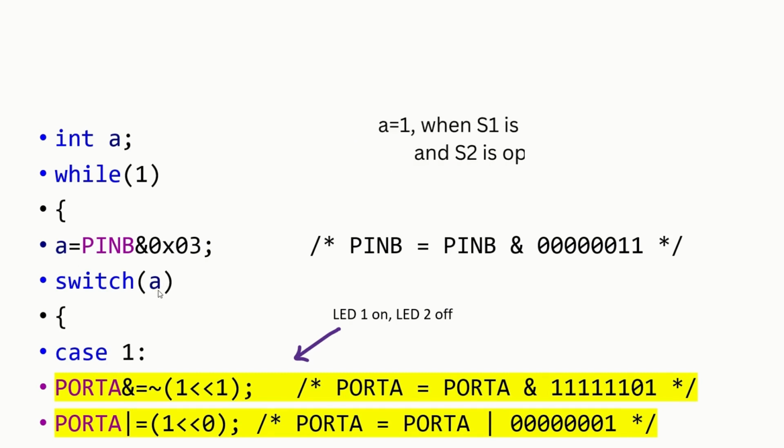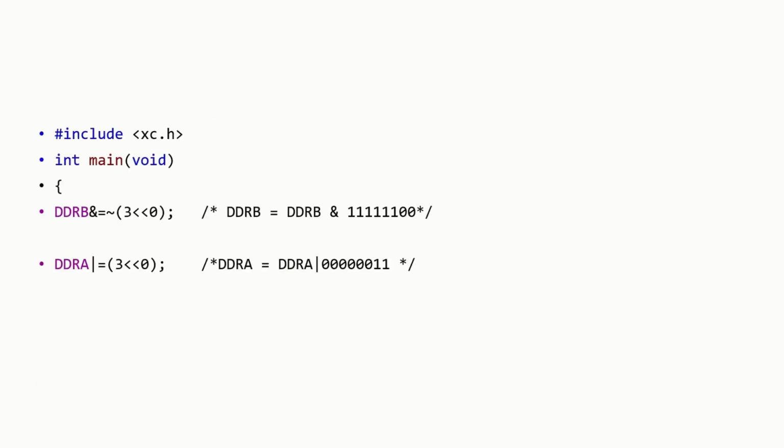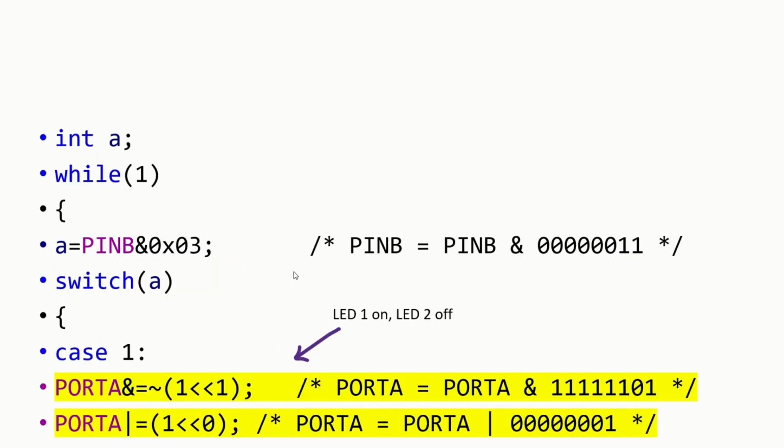So now let's understand case 1. In case 1, S1 is closed, so PB1 will be 0 and S2 is open, so PB0 will be 1. So the value of A will be 1, so case 1 will be true for this condition. So for that we have to turn on LED 1 and turn off LED 2.